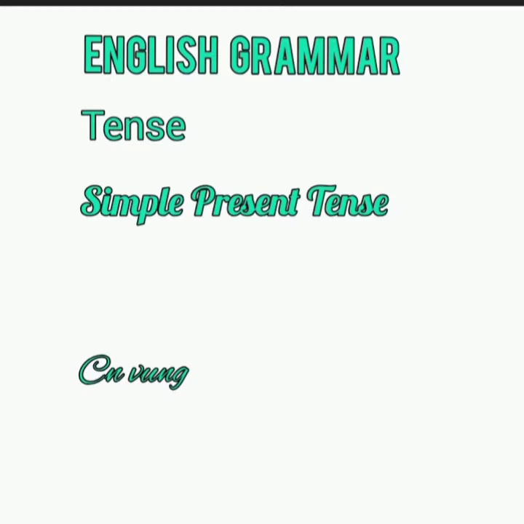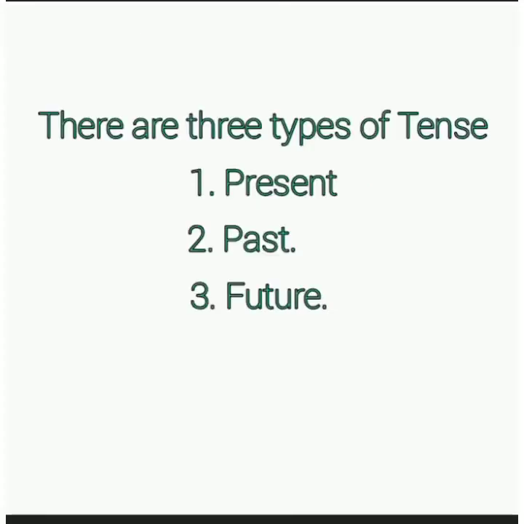This lesson is about tense. We are going to learn about simple present tense. Before we learn simple present tense, we need to know that there are three types of tense: present, past, and future.